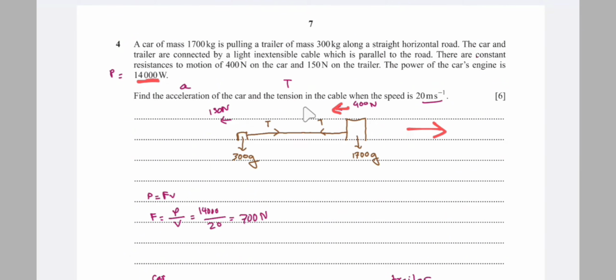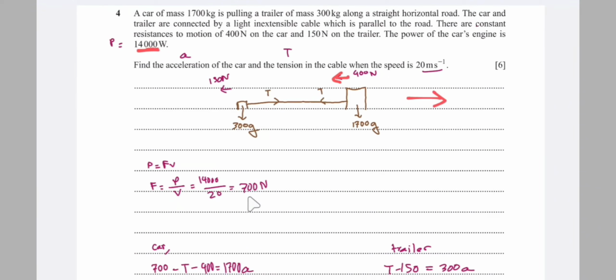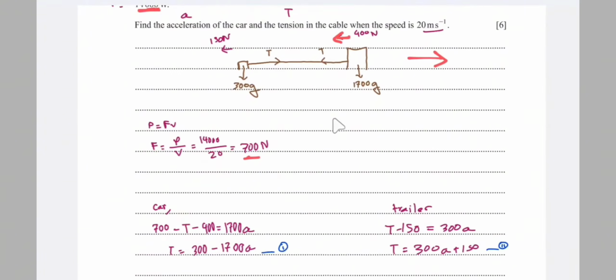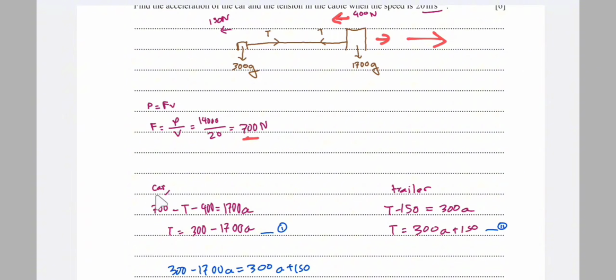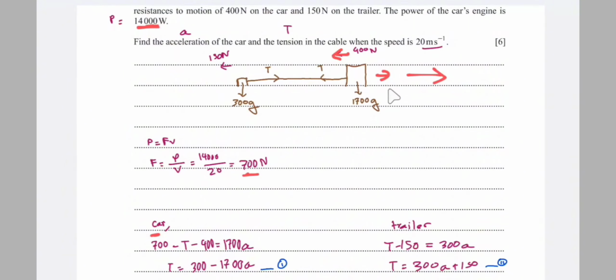So by using power and speed, we can easily calculate the driving force. That is, power is equal to force into velocity. So force is equal to power by velocity. So this is the force, that is the forward force. Now for the car, the forward driving force, that is DF, that is this value. Driving force minus resistive force, that is the forward force minus the backward force, is equal to mass into acceleration.